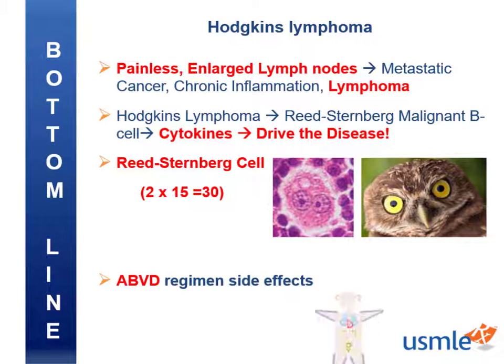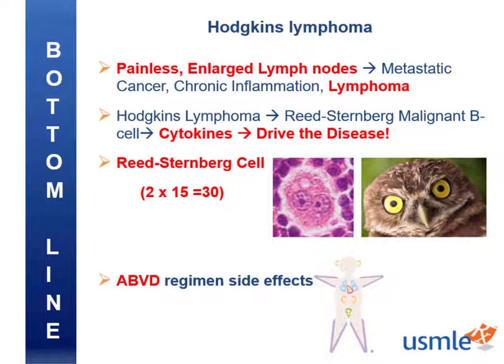Lastly, know the side effects of the drugs used in the ABVD regimen using ChemoMan. A stands for adriamycin, also called doxorubicin, and causes heart toxicity, hence the D on ChemoMan. Note, dexrazoxane can prevent the cardiotoxicity. B is for bleomycin, which causes pulmonary fibrosis, hence the B lungs on ChemoMan.